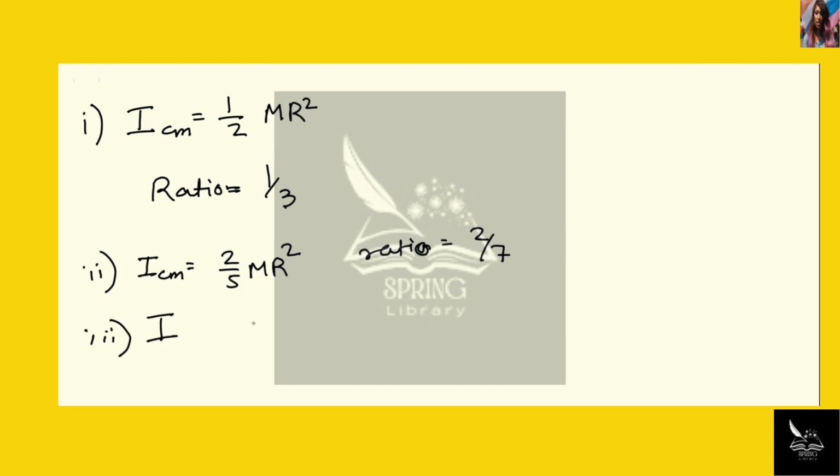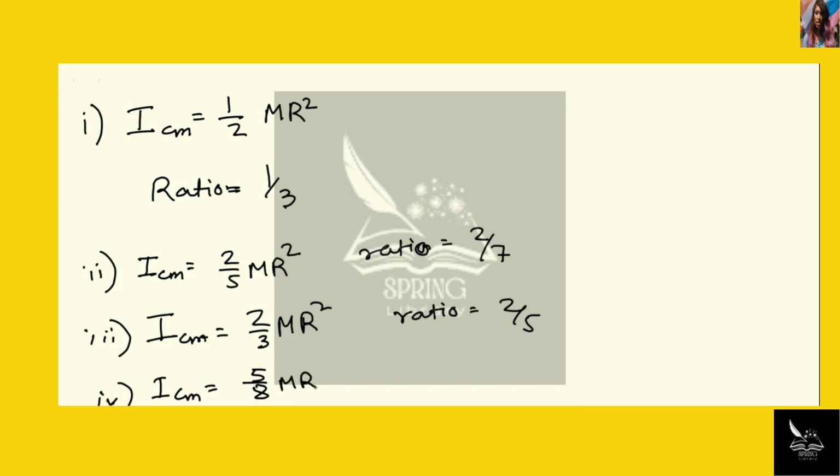For the thin-walled hollow sphere, ICM is 2/3 mr squared, and that gives us a ratio of 2/5. And finally, for the hollow cylinder with outer radius r and inner radius r/2, our ICM is 5/8 mr squared. So the ratio becomes 5/13. Thank you.